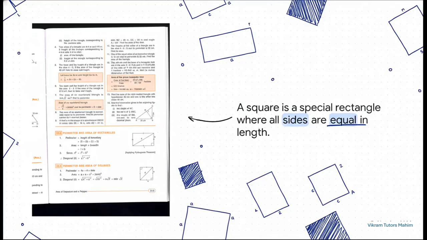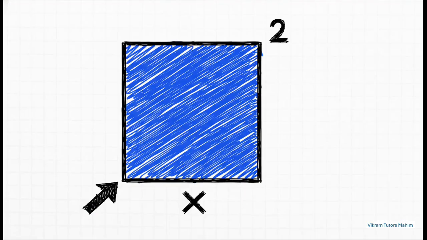Okay, so what about a square? Well, a square is really just a special kind of rectangle, right? It's a rectangle where the length and the breadth are exactly the same. So we don't even need two different letters. We can just call the length of any side A. And because the length and breadth are the same, the formula gets even easier. The area is just the side multiplied by itself, or side squared. It's this beautiful simplicity that makes the square such a fundamental shape in math and even in design.